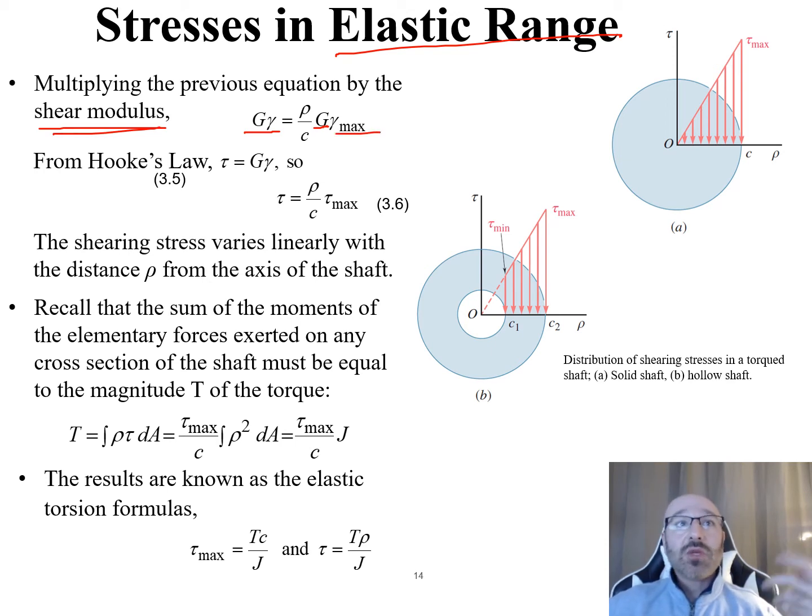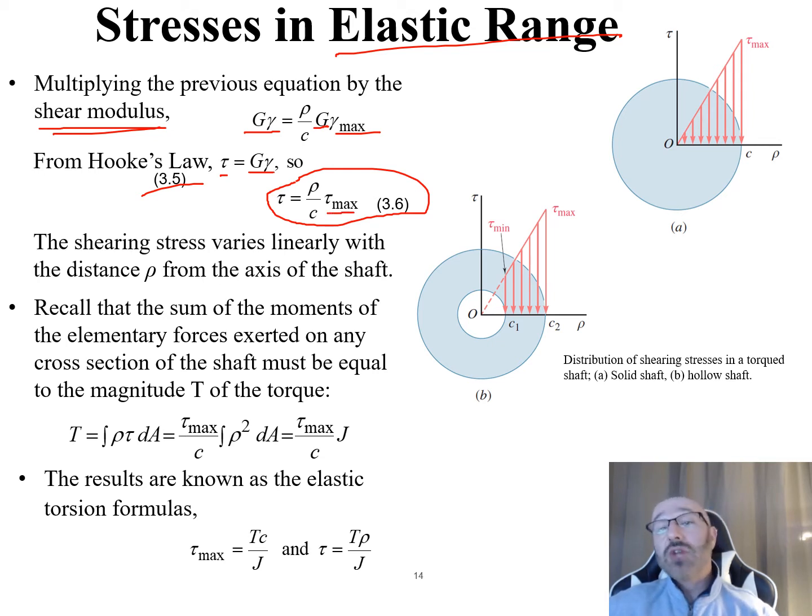So then what we can do is we can sub in from Hooke's law. We go back in the previous chapter, but we can see it again in equation 3.5 in this chapter of our textbook as well, where our tau is equal to that shear modulus G times our shear strain gamma. So when we plug that in now to the equation above, we can rearrange and find that tau is equal to rho over C, where rho is that radius, C is that max distance all the way out to the top surface where our shear strain is max, times now our tau max. And this is related back to equation 3.6 in our textbook here.